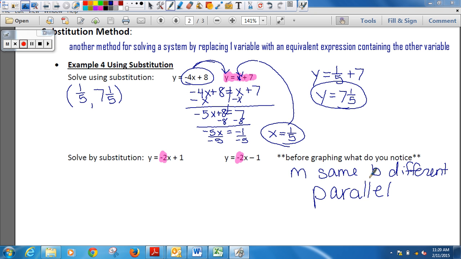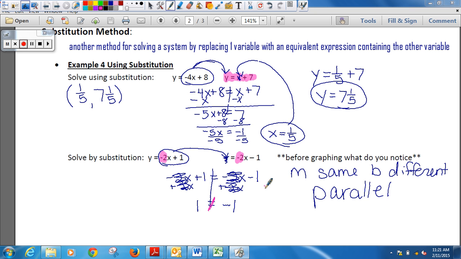Okay, let's see what this will look like when we actually use the substitution method. So y is equal to this. I'm going to circle it, and I'm going to sub it in for y in the second equation. So I'm going to rewrite it as negative 2x plus 1 equals negative 2x minus 1. I'm going to add 2x to both sides, and I'm left with 1 equals negative 1. Well, I know that 1 does not equal negative 1.